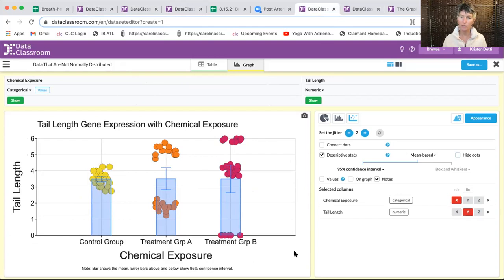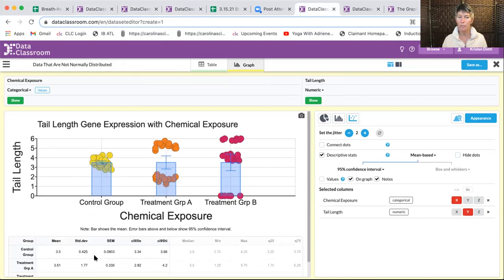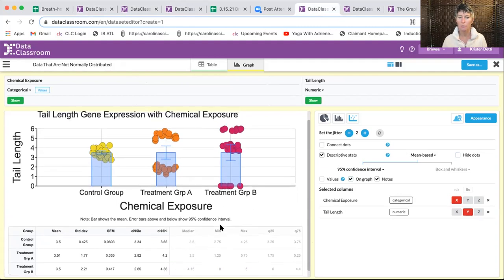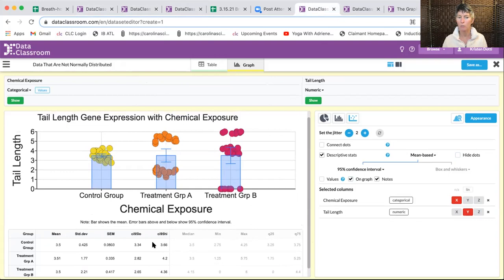I also have the ability for my students to take a look at the actual numbers when they're looking at these. The automatic calculations show up here, and they can trace each of these numbers to make sure they understand what's going on with their data, in the notes on what the calculation for the mean, the standard deviation, the standard error, the 95% confidence interval all are before they move on.